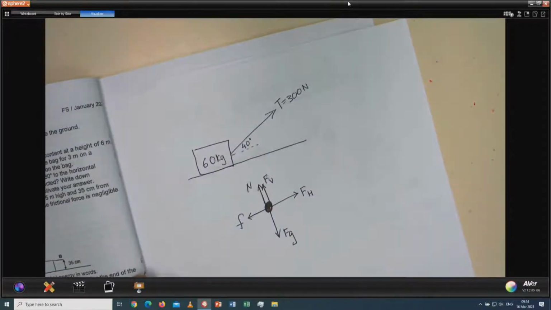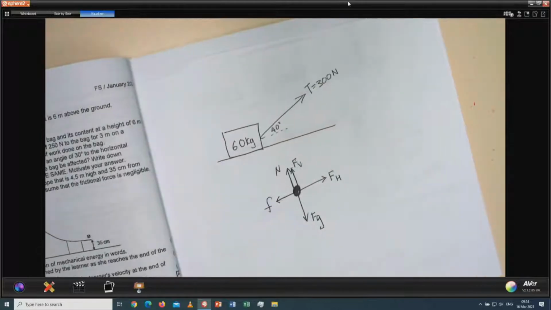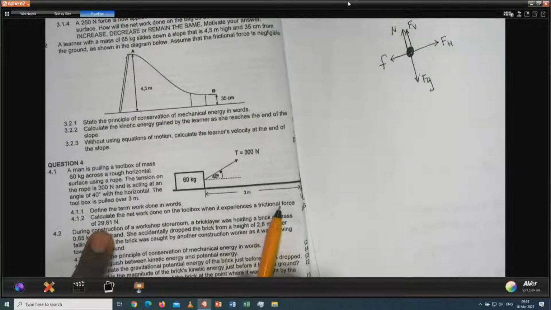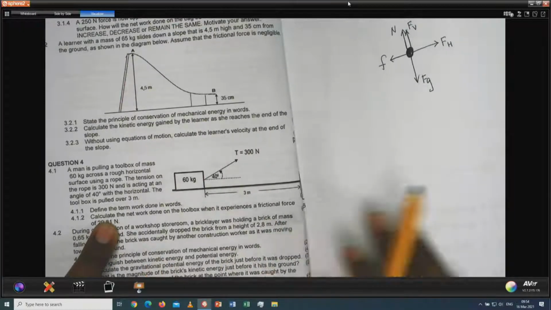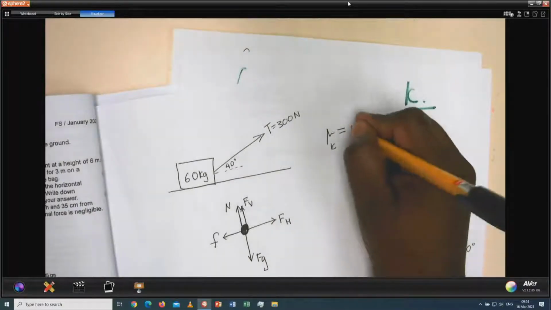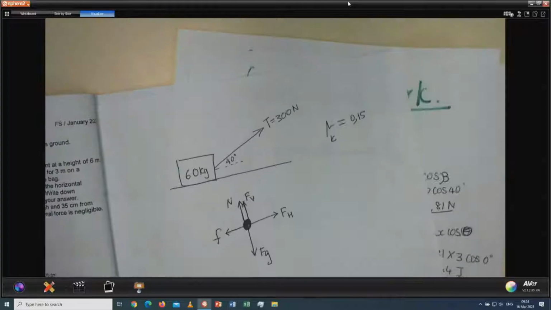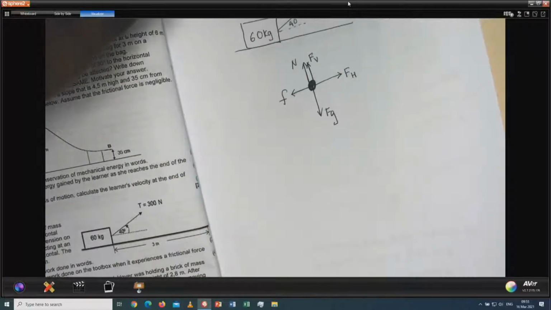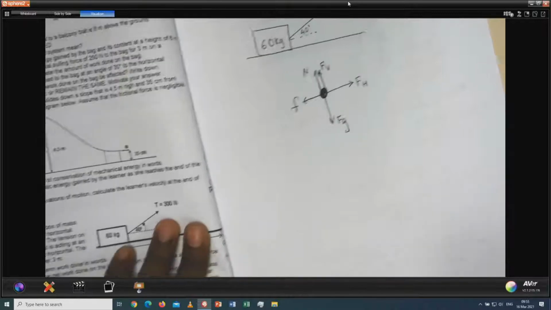So if we were given this same question, but instead of being given the frictional force, let's just go back to this question here. You see they say it experiences a frictional force of 29,81. If this was not given, but instead we were given, let's say, the coefficient of kinetic friction, let's say it's 0.15, the same question, then you must just remember that in grade 11 we looked at net forces.